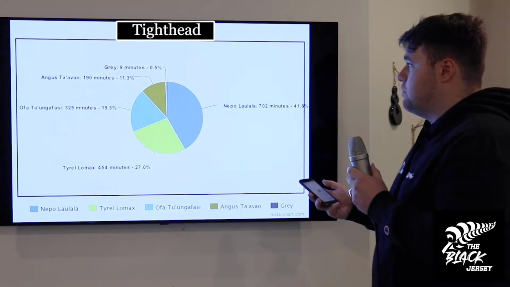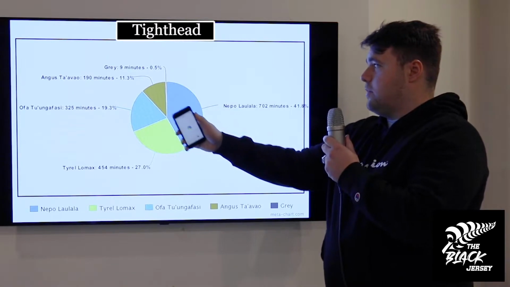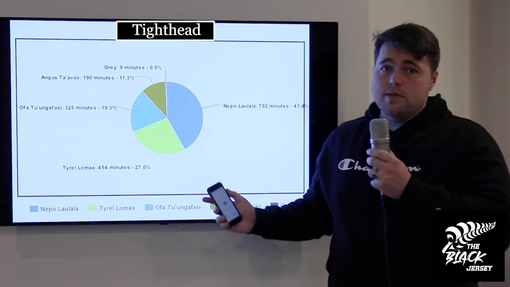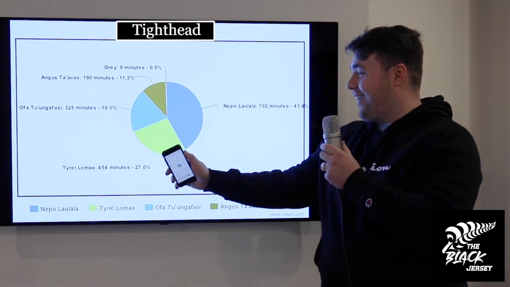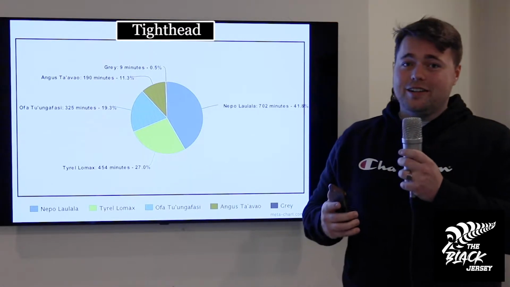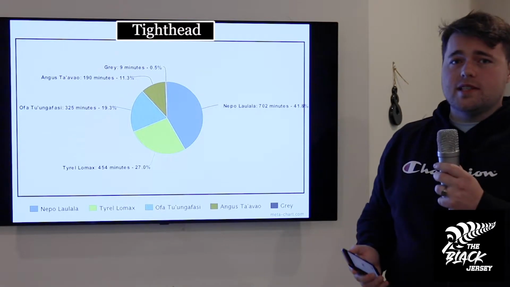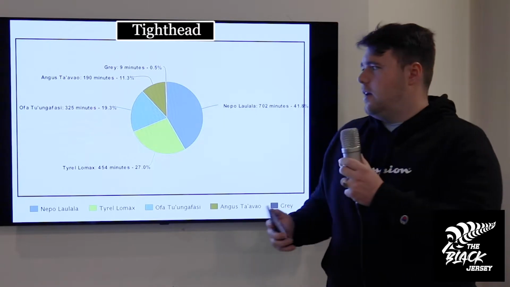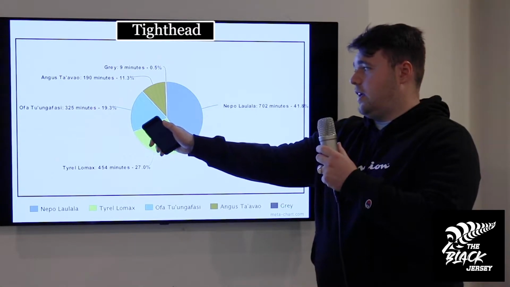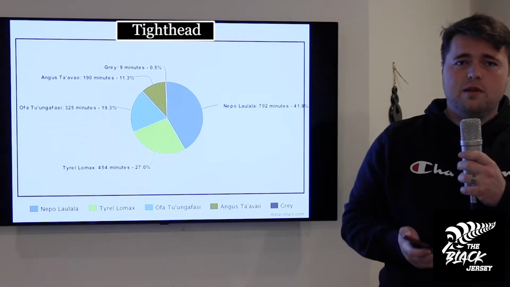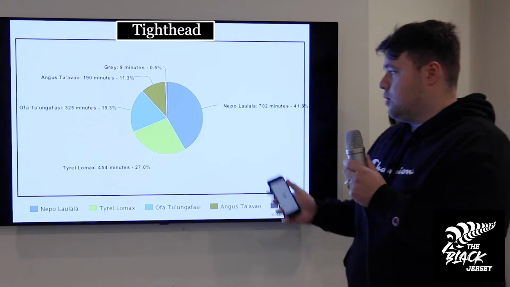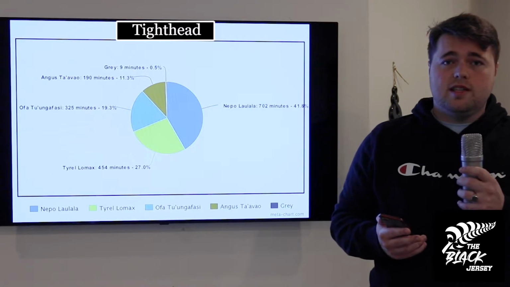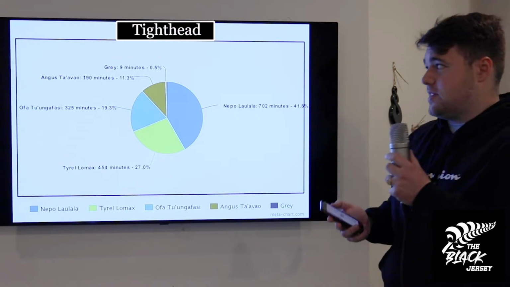Now with the tighthead prop, the grey is the 9 minutes over here. Nepo Laulala's played the most minutes, and something that jumped out at me was the big surprise of Tyrel Lomax over here. I did not expect him to get this much game time over the World Cup cycle, because Ofa Tu'ungafasi over here has been injured for a fair bit of 2021, so I'm expecting these to kind of reverse a little bit if Tu'ungafasi can put his injury struggles behind himself.